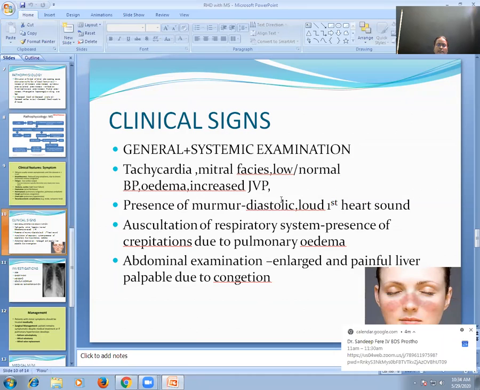So, examination of the cardiovascular system, then examination of the respiratory system: you get crepitations at the bases of the lung, which is due to pulmonary edema. This fluid in the interstitial spaces, fluid in the alveoli, produces crepitations, crackling sounds on auscultation. Abdominal examination: you get an enlarged painful liver, that is congestive hepatomegaly.